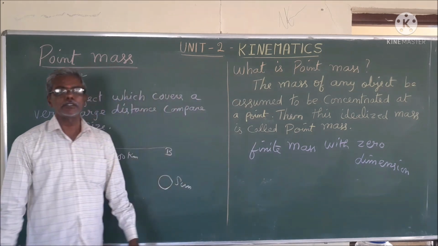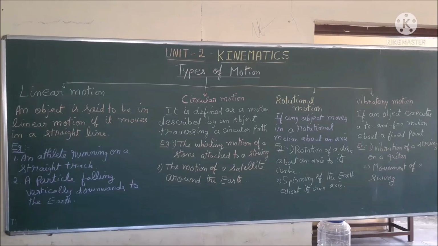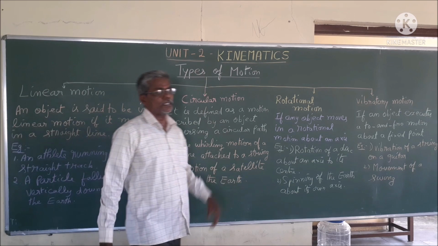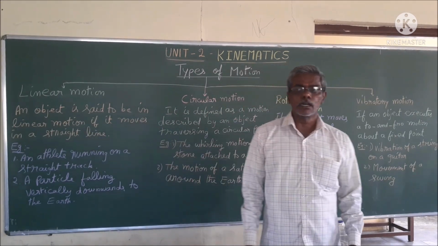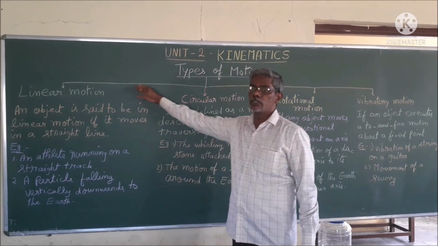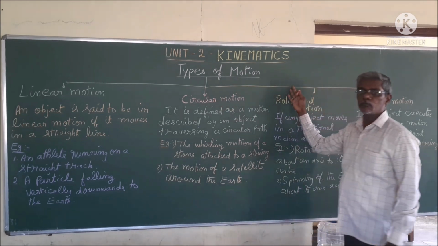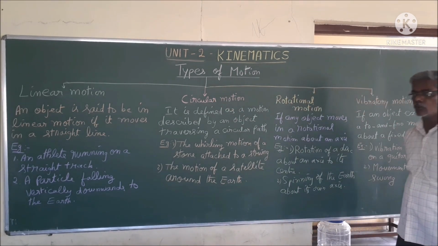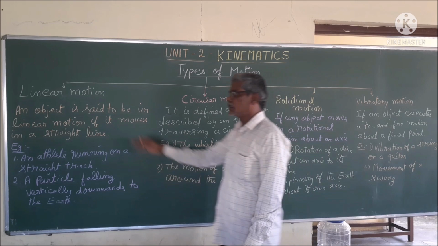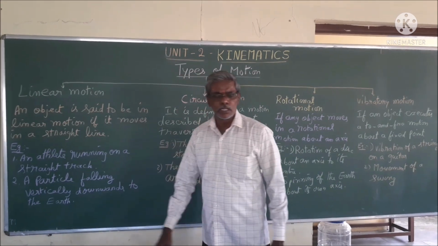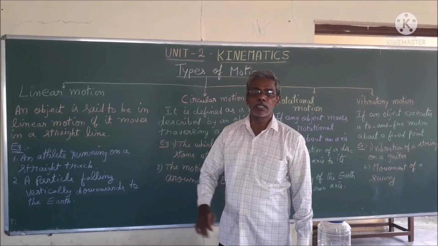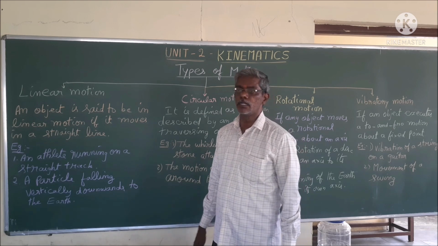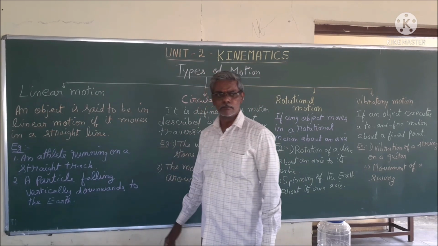Finite mass with zero dimension. Next, we will see types of motion. There are 4 types of motion: linear motion, circular motion, rotational motion, and vibratory motion. So, what is linear motion? If an object moves in a straight line, then I can call it linear motion.